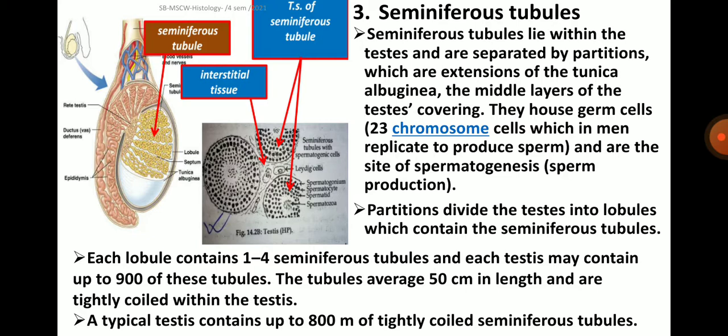These are the tubules which lie within the testis and are separated by partitions which are extensions of the tunica albuginea, that is the middle layer of the testis covering. These tubules house germ cells and are the site of spermatogenesis or sperm production.